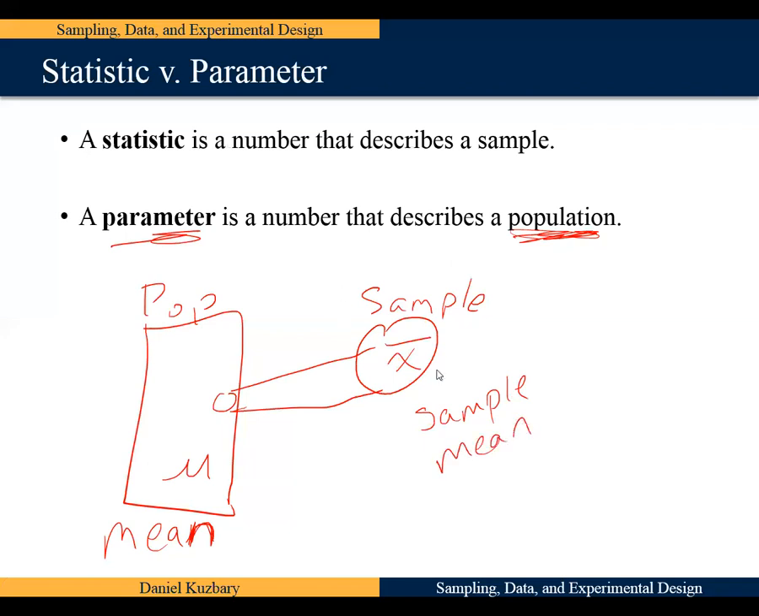This is an example of a statistic. It's a number that describes a sample. So this is something we can actually find using the information in the sample. This is something we don't actually know, but we want to know. It's a parameter that describes a population. So in the realm of statistics, we're going to be dealing a lot with populations and samples and using statistics to guess what parameters are.